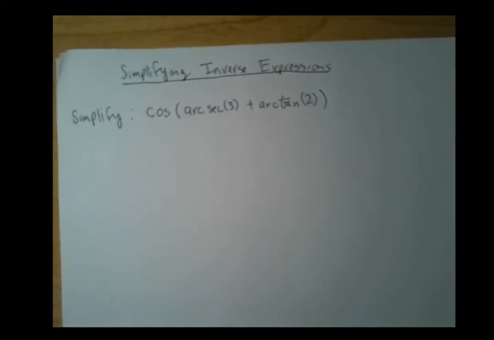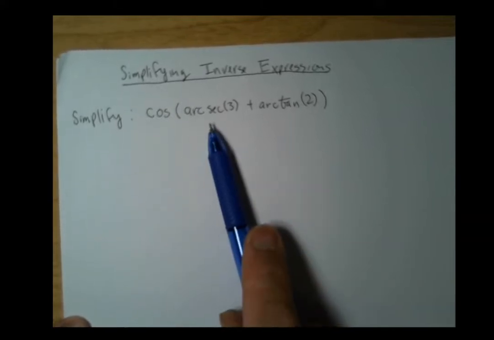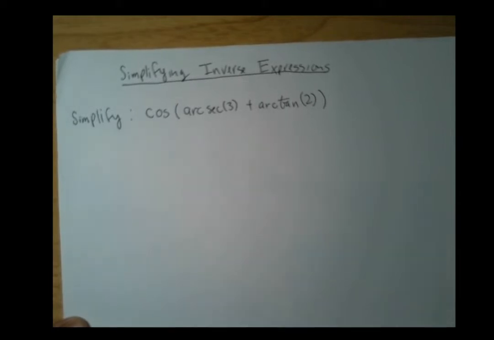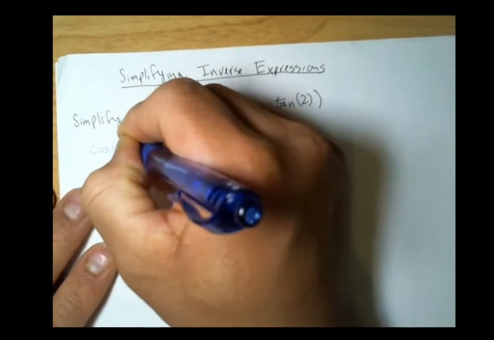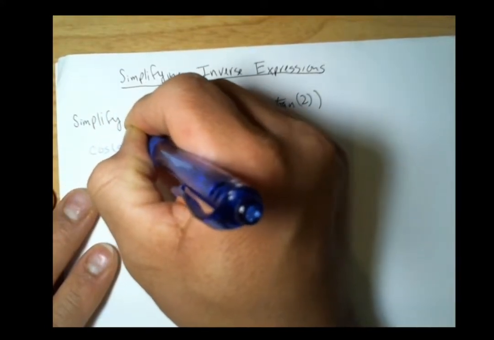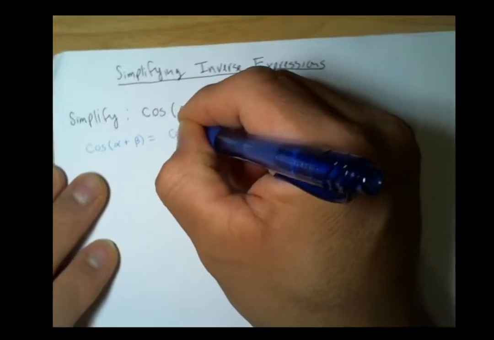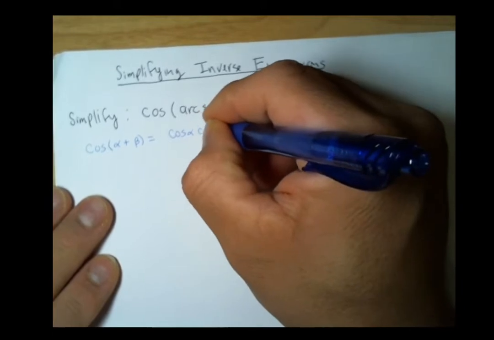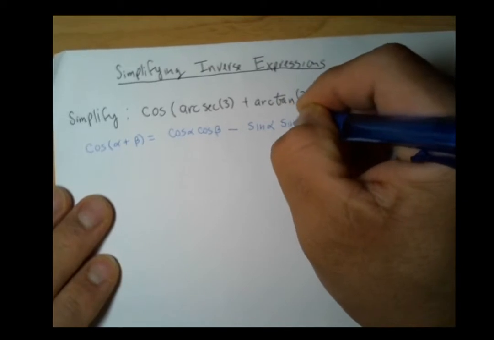Right away, when I see an expression like this, where you have a cosine of a sum of two angles, and you might see inverse trig functions, but remember, the output of an inverse trig function is some angle in radians or degrees. So I want to think, I have an identity to deal with a sum of two angles: cosine alpha cosine beta minus sine alpha sine beta.